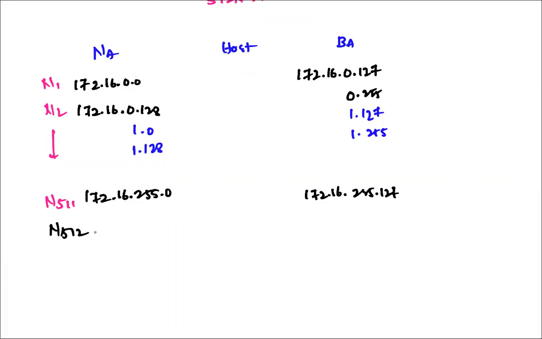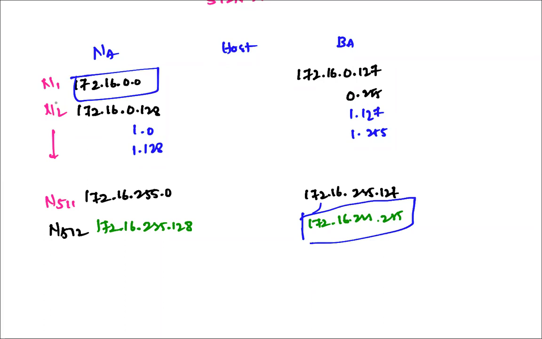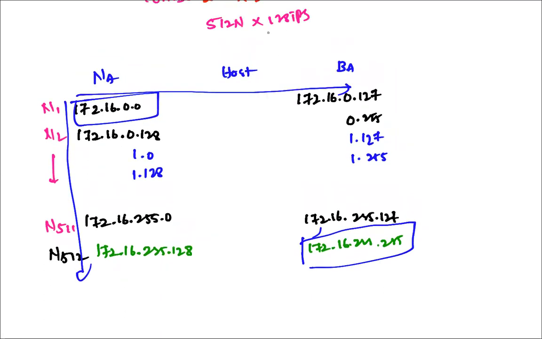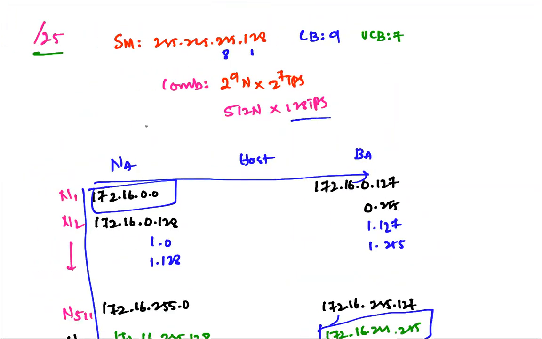Now network number 512. What is that one? 172.16.255.128 till 172.16.255.255. The same thing: started with 0.0 and ended with 255.255. How many networks do we have? 512 networks. How many IPs per network? 128 IPs. Clear? Okay.